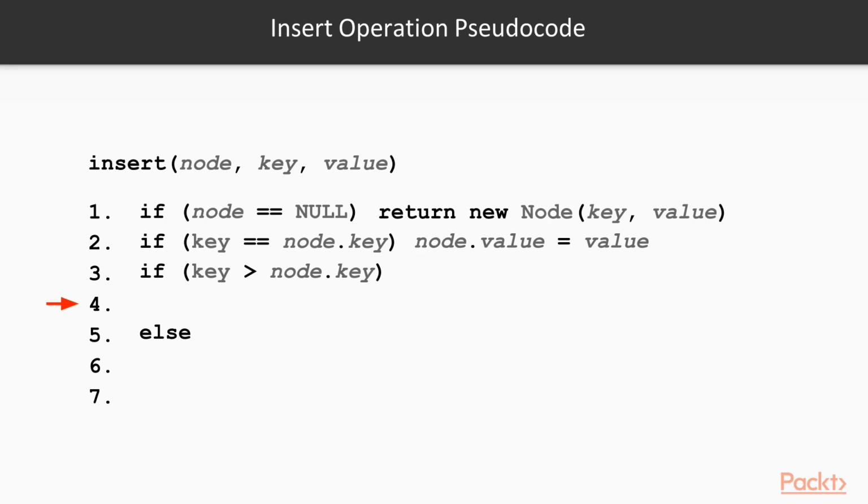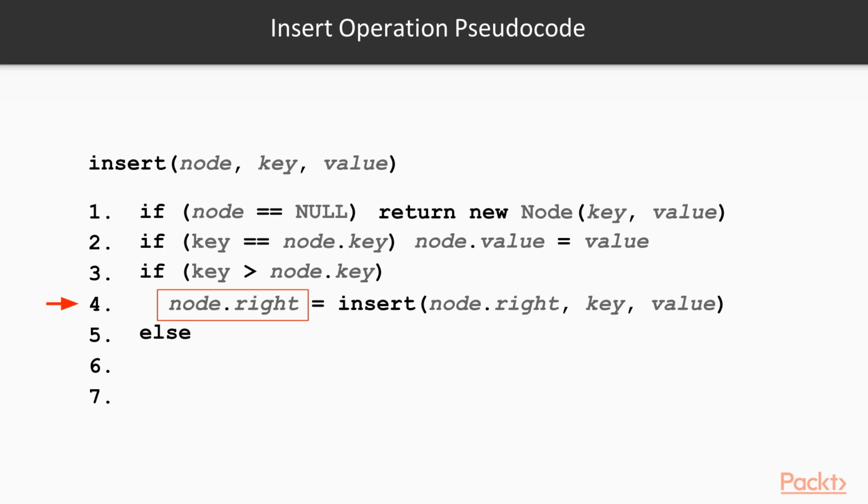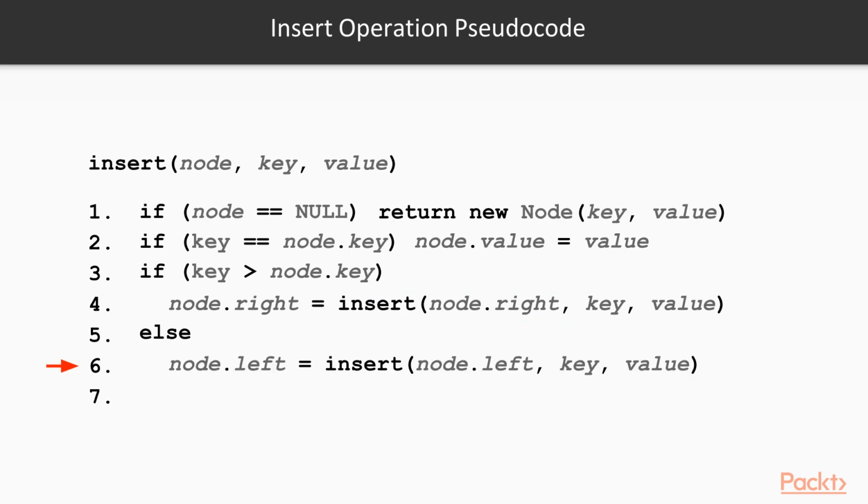When the key is greater than the key on the node, we assign the right child pointer to the return value from the recursive call on the right child of the node. If the right pointer is null, the recursive call will create and return a new node. When the key is smaller than the key on the node, we do the same. However, this time we use the left child pointer. At the end of our function, we return the node that we are currently handling.